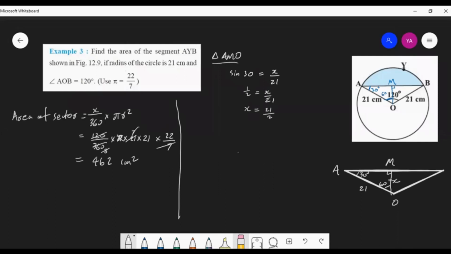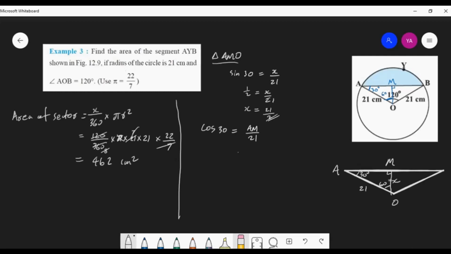X is equal to 21 by 2. Then we want to get AM. What will be AM here? Which trigonometric ratio do we want to take? Cos 30. Cos 30 is equal to AM by AO, and AO is 21.